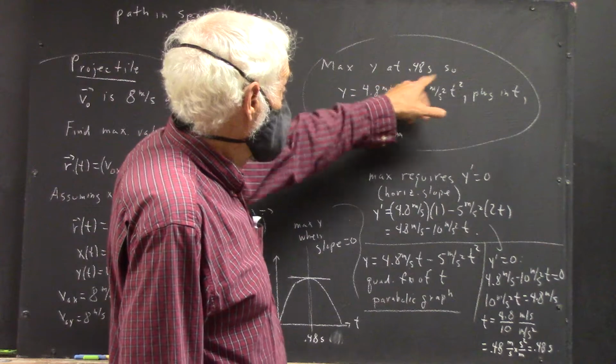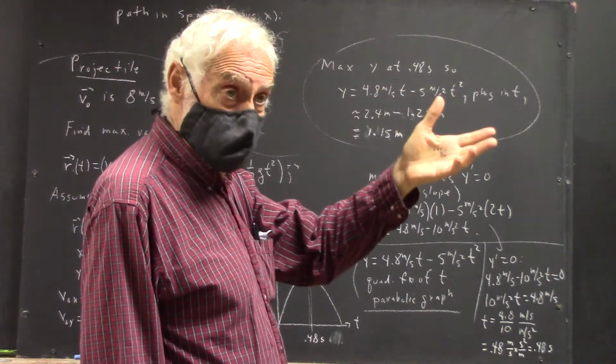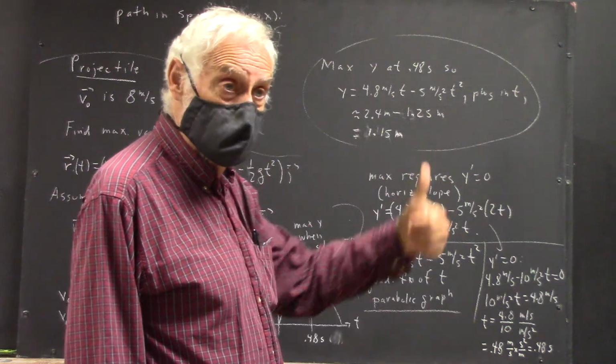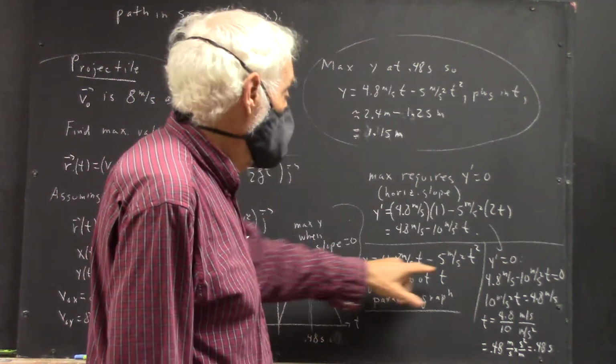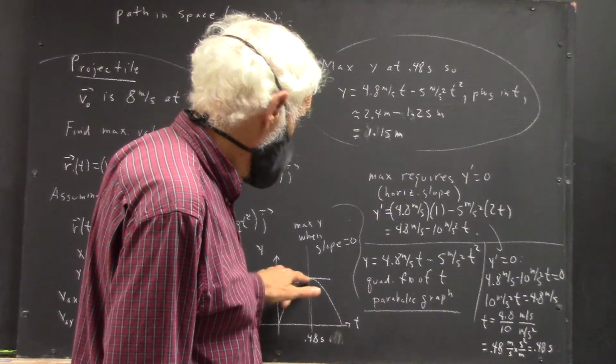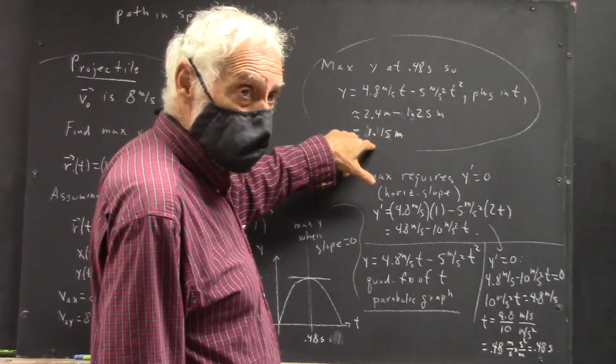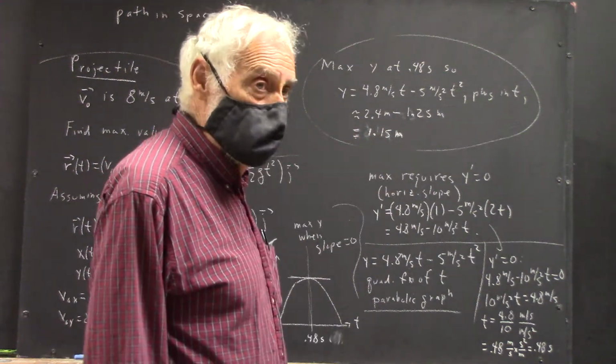Maximum occurs then at 0.48 seconds, so what's the height? Well, you have to do a little more calculation. You don't know how high it was, but you plug 0.48 seconds into the equation of y versus t, and the height comes out something around 1.15 meters.